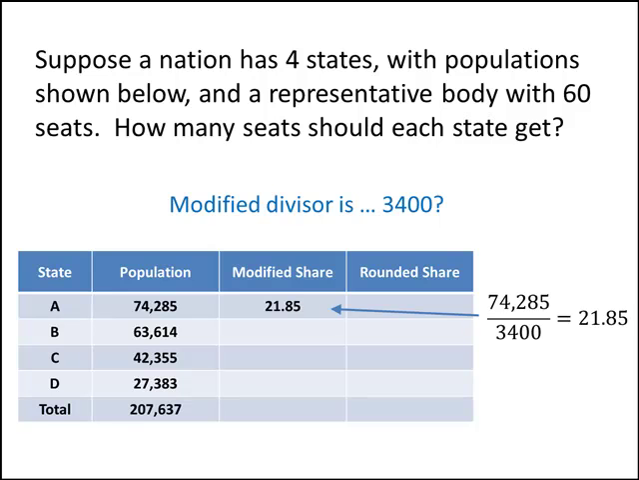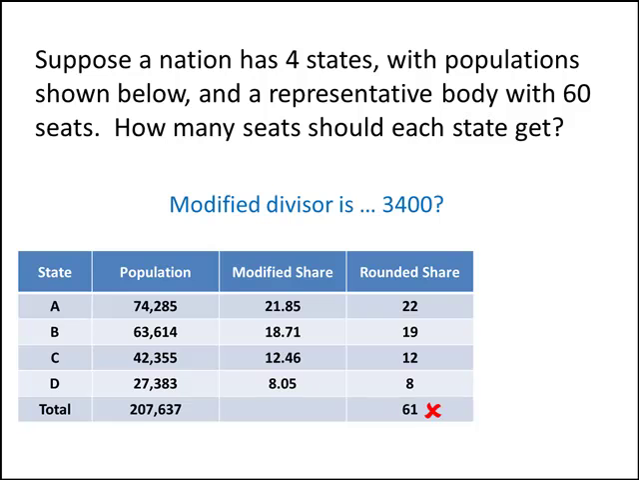So we'll get our modified shares by taking our population of state A and dividing it by 3400. That gives us 21.85. And then the rounded share will be 22. That gets rounded up. We'll do the same thing for B, C, and D. B's modified share is 18.71. That gets rounded up. C's modified share is 12.46, that gets rounded down, and D's modified share is 8.05, that also gets rounded down. But that gives us 61 seats.